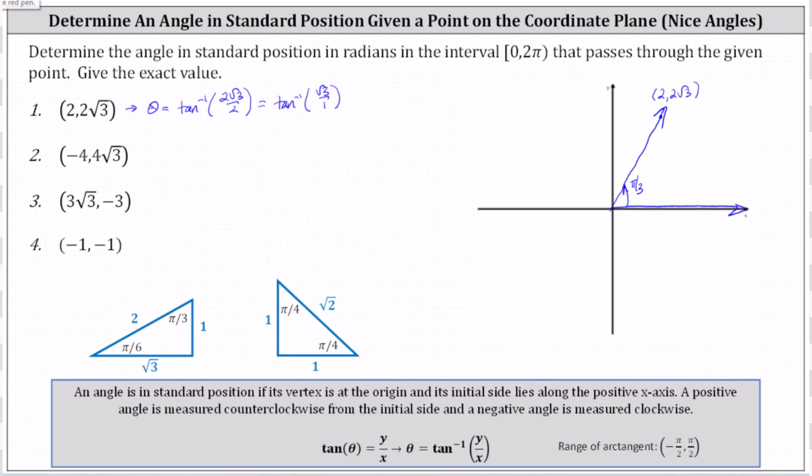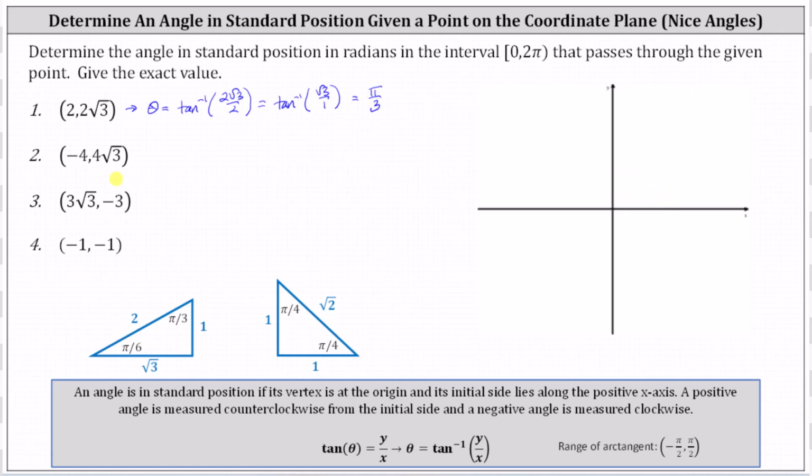If we wanted to sketch a reference triangle for this angle, we would label the short leg 1, the hypotenuse 2, the long leg square root 3, and notice the tangent function value is square root 3 divided by 1. So the exact value is pi divided by 3 radians.